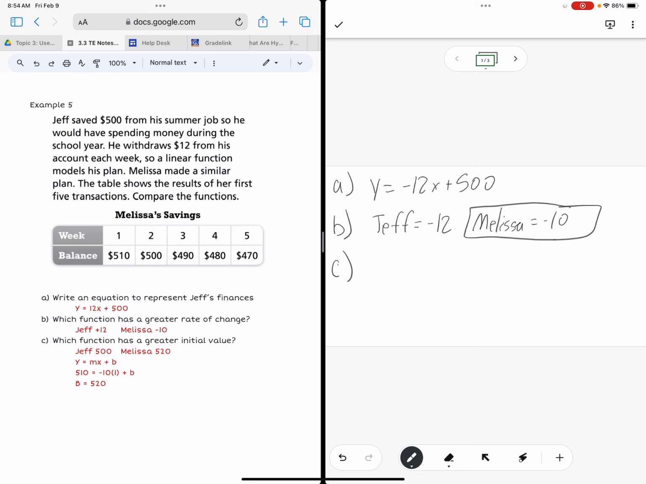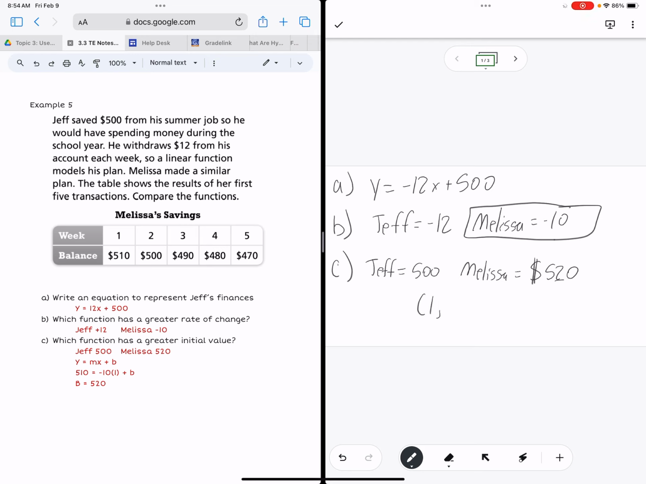All right. Letter C. Which function has a greater initial value? Well, I know that Jeff starts with $500. It says he saves $500. Well, how much does Melissa start with? 520. Oh, sorry. I thought you said 500. $10 different. Yeah, because she spent $10 the first week, which means she started with 520.